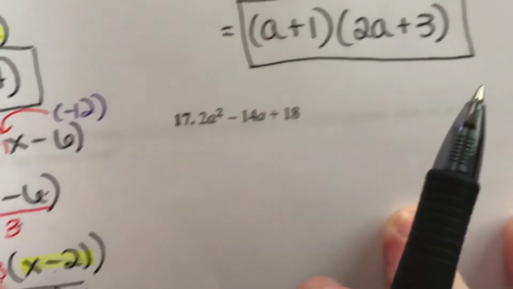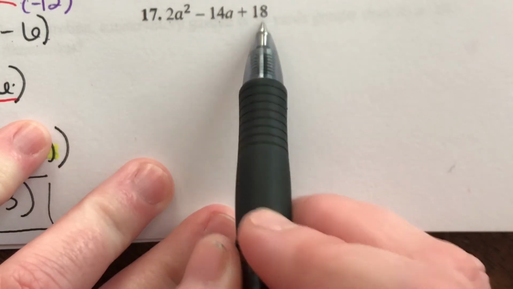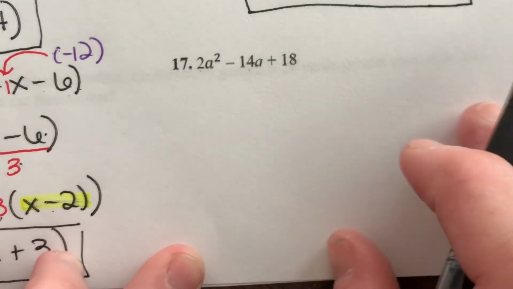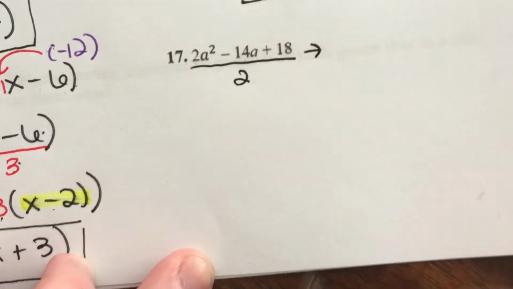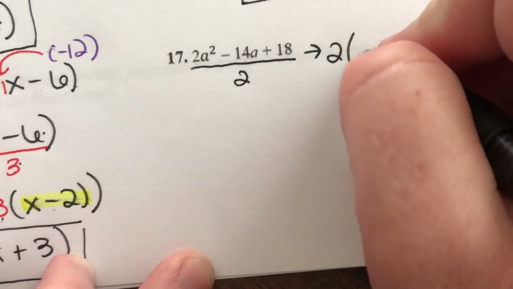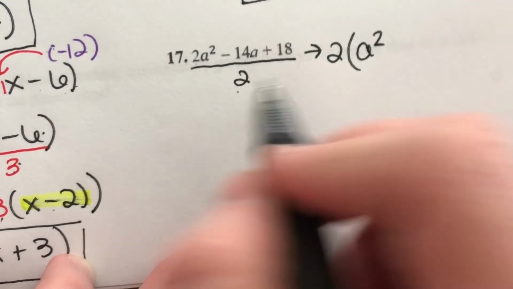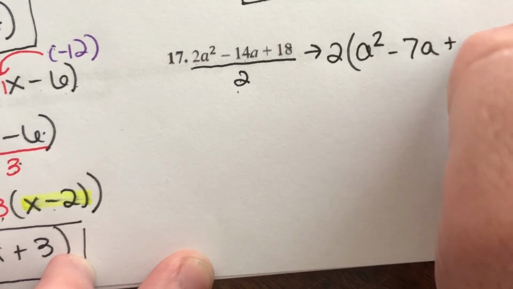Okay, last problem here on the front, number 17. Okay, so I've got 2, negative 14, and 18. Oh, sorry. So I can divide everything by 2. So I'm going to do that first, right? And rewrite it. So I write the 2 out front. 2a squared divided by 2 is a squared. Negative 14a divided by 2 is negative 7. And 18 divided by 2 is 9.